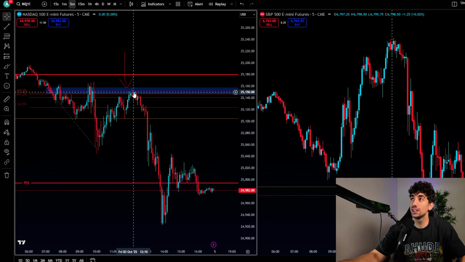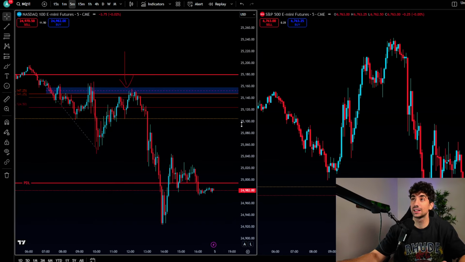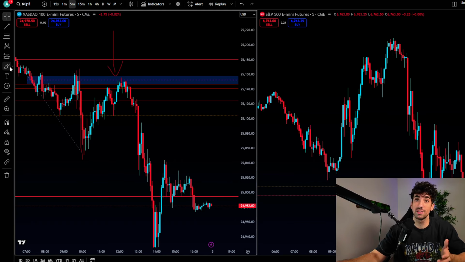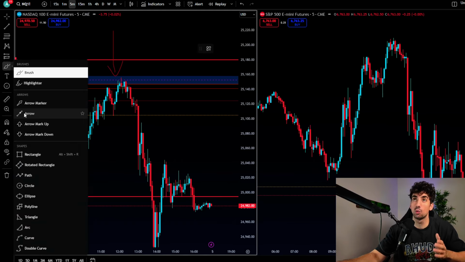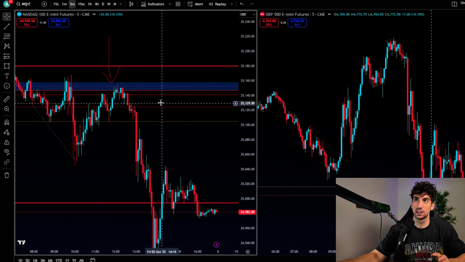We don't get our SMT again here. As you can see, this is where we get our SMT, right? Respecting the golden pocket, respecting the 1 hour, the large time frame, bearish fair value gap that we were watching on NQ.